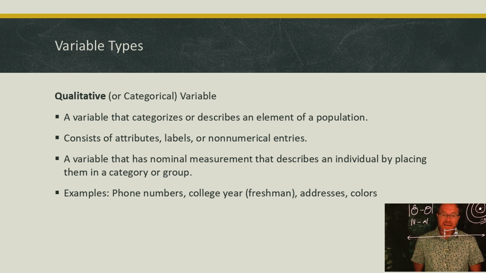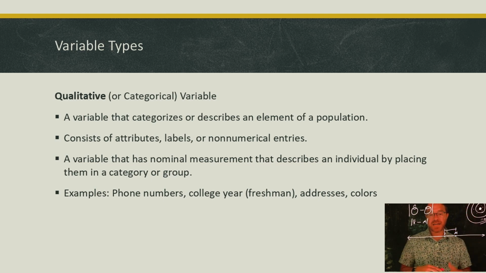It is a variable that has nominal measurements that describe an individual by placing them in a category or a group. So nominal just means in name only, right? Are you on the blue team or are you on the yellow team? Are you in the advanced team or are you in the remedial team? These are just ways of describing the group or the outcome or the variable of interest that you're looking at.